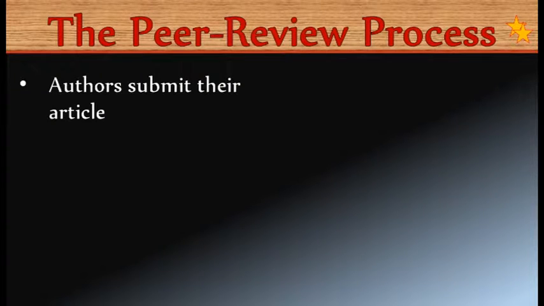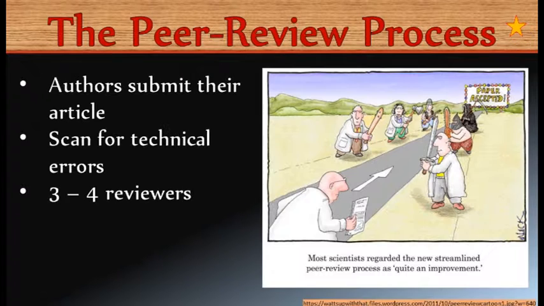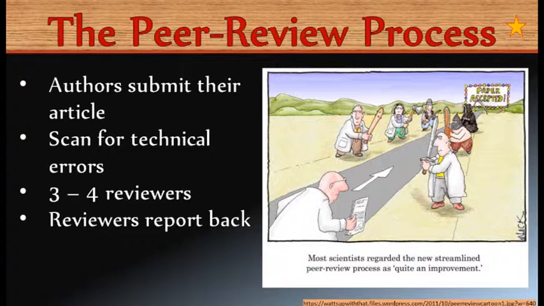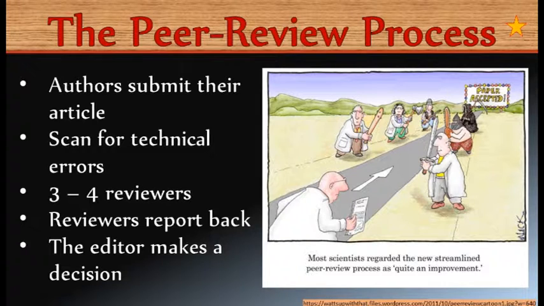Once you have written up your manuscript, you submit it to a journal of your choice, one that fits well with your research and the angle you took with your paper. The editor will scan it for technical errors and send it out to 3 to 4 reviewers within your field of study. They report back to the editor with their comments and suggestions for publication, which include a focus on the quality of the research and any inaccuracies that they may find. The editor has the final decision if the paper should be published.